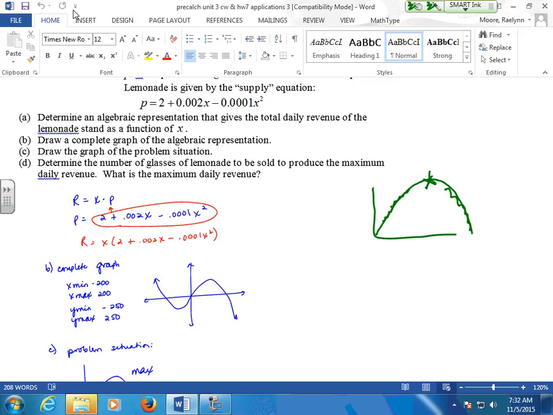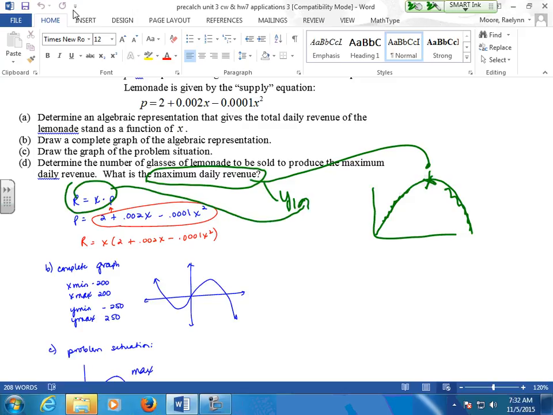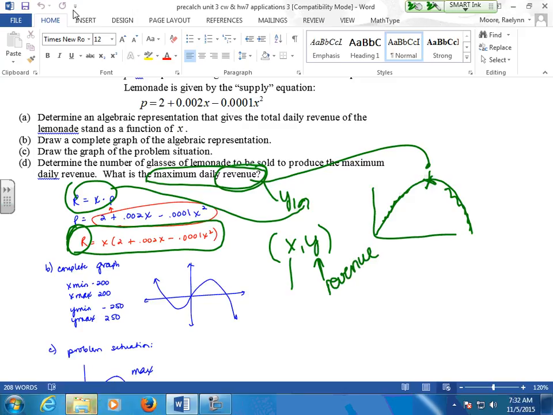Guys, stay with me. We want to know what the maximum daily revenue is. That's going to be up here. So we're going to put this into your Y1. We gave you the equation for your Y1. P, we gave you as this, so you had to put this whole thing into your Y1. Y1 is going to represent revenue. When you get your point in your answer, this is going to be your revenue. X is going to be the number of lemonade glasses that you need to sell.